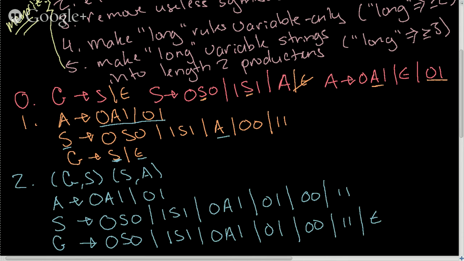Step 3 is going to be remove useless symbols. Now, the way that we can remove useless symbols is we basically just want to take the complement of all of the symbols that produce and then all of the symbols that are actually reachable. So let me do both of those at one time, and then I'll show you what the complement means.